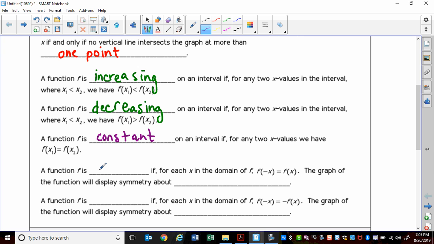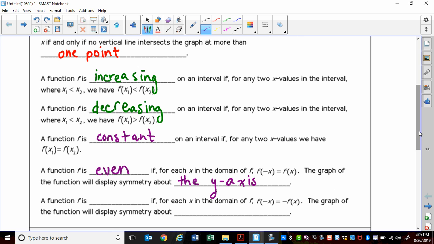A function is even if for each x, f of negative x, if we substitute in a negative x, we get the original function. And just remember that the graph of the function will be symmetric about the y-axis when it's even. Kind of like a parabola. A parabola is even.